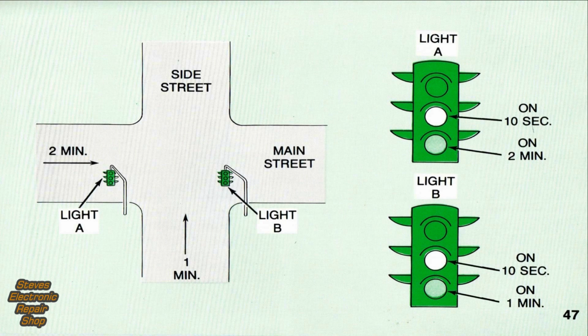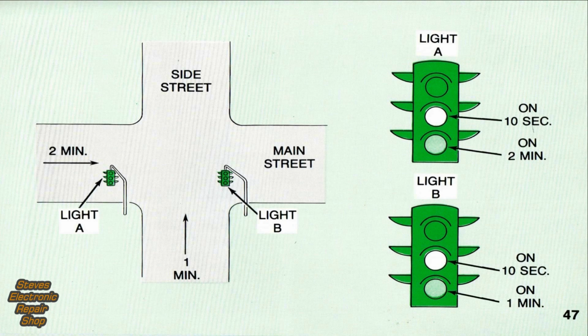Let's move on to a somewhat more complex problem, that of traffic control. On the left, we see a drawing of a typical traffic intersection. Main Street is busy, while Side Street handles a moderate amount of traffic. A traffic study shows that if traffic on Main Street is allowed to move for 2 minutes, while the traffic on Side Street is allowed 1 minute of flow, the intersection controls traffic very efficiently.